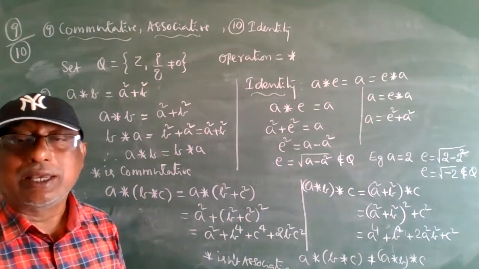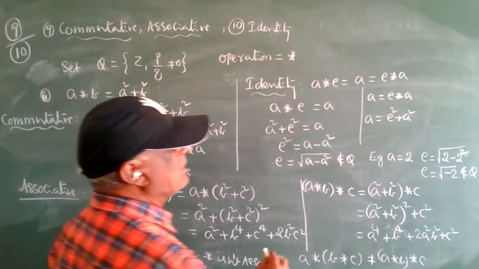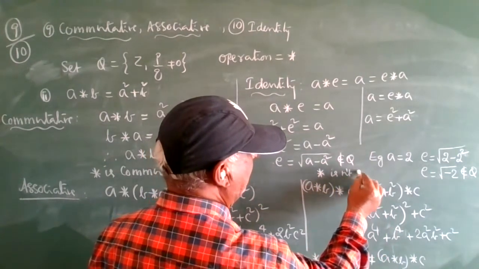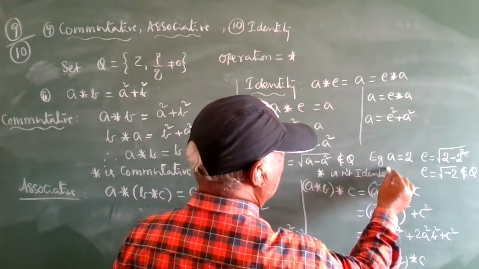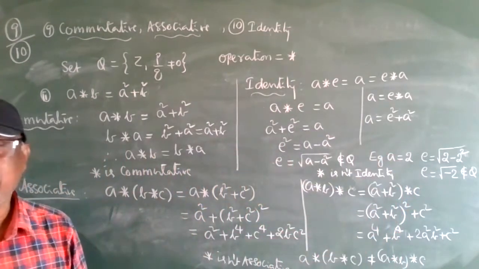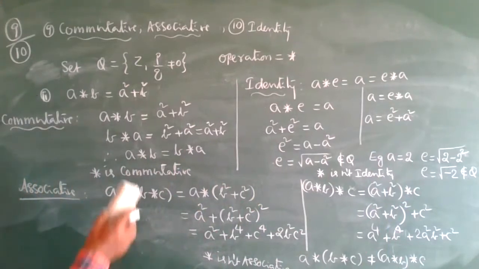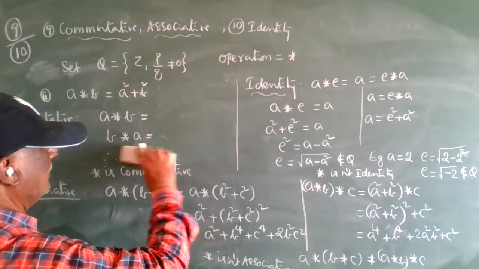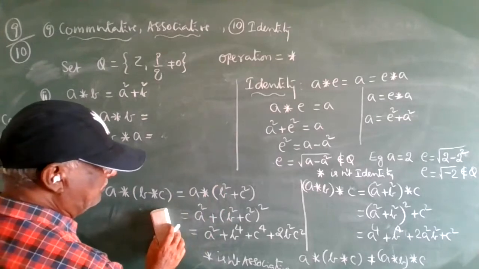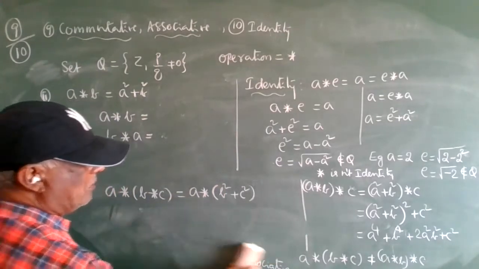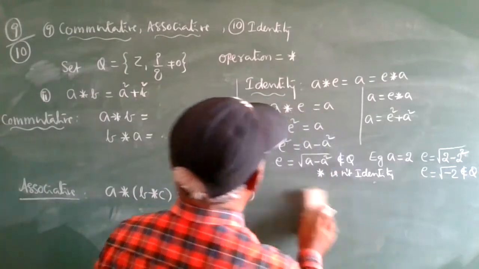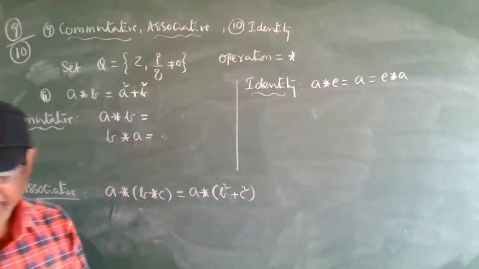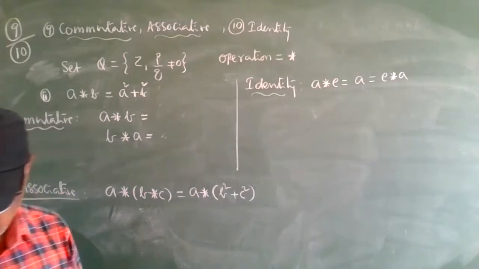Okay? So star is not an identity. Now write down: star is not identity. Is it clear, everyone? So the second problem is also completed. I go through the third problem. Everyone see the third problem. What is the third problem?